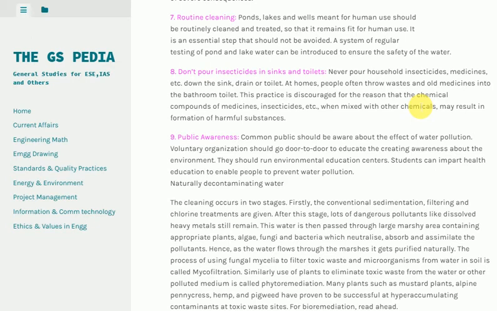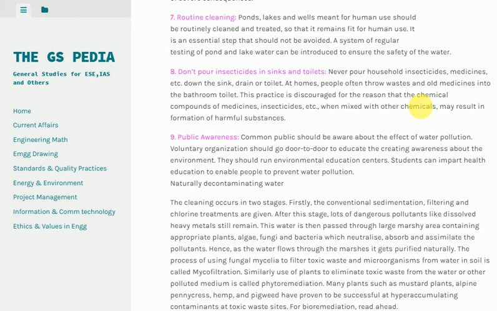9. Public awareness. The common public should be aware of the effect of water pollution. Voluntary organizations should go door to door to educate people, creating awareness about the environment. They should run environmental education centers. Students can impart health education to enable people to prevent water pollution.